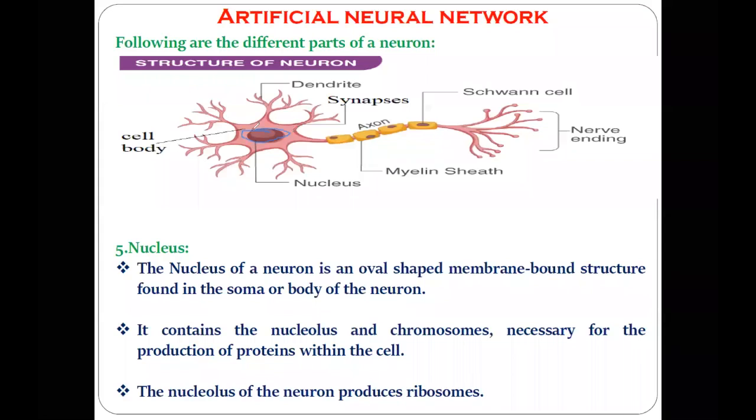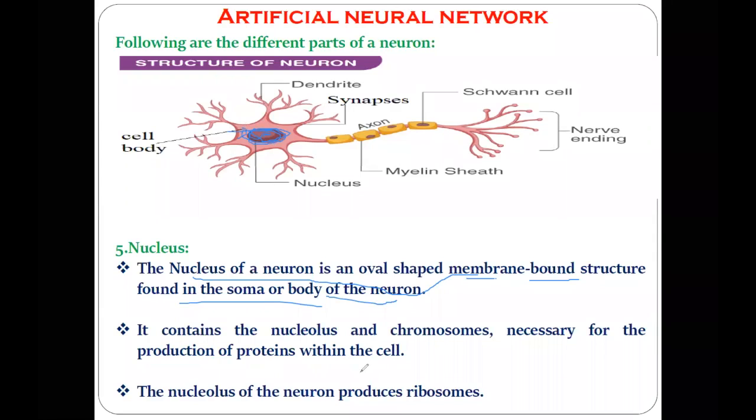This part, that is the nucleus. All of you can see the nucleus, this part. So the nucleus of a neuron is an oval-shaped, membrane-bound, rounded structure found in the soma or body of the neuron. It is found in the soma, in the sense that it is found inside the cell body.